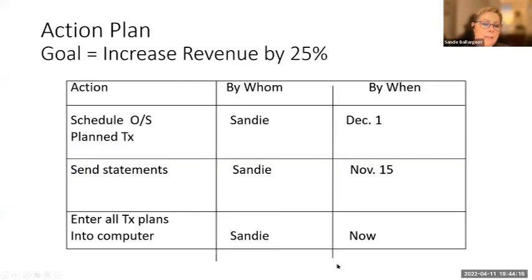Here's another example. The action item is to schedule any outstanding treatment plans. Who's going to do this? Sandy will do it. By when? By December the 1st. Also for accounts receivable, what's the action? Send statements. Who's going to do it and by when? Same thing with entering all treatment plans into the computer. Who's going to do that, and so on and so forth.